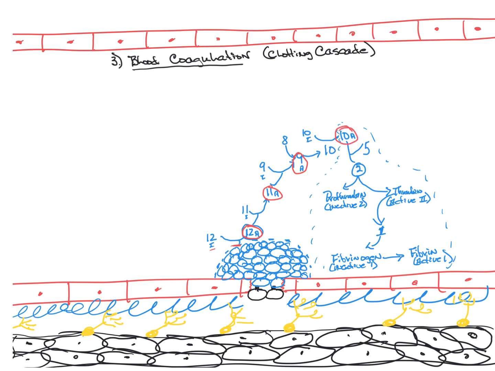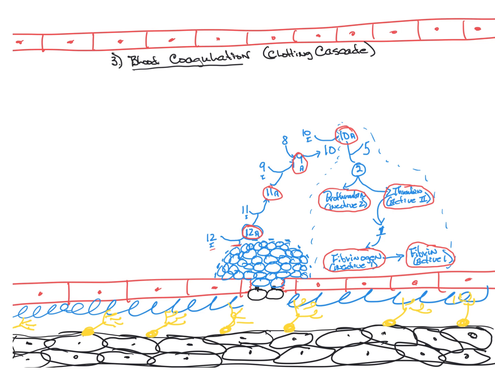Active factor 10 combines with 5 to take factor 2, which in the inactive form is prothrombin, and converts it to its active form of thrombin. Thrombin then can go and convert the inactive form of 1, fibrinogen, to fibrin. Okay, so now we have fibrin formed. We have one other step that comes along here.